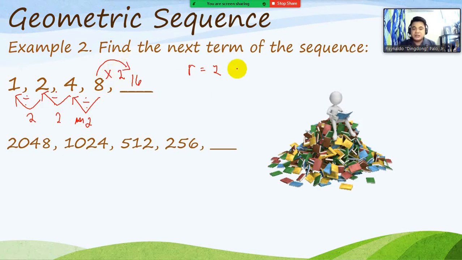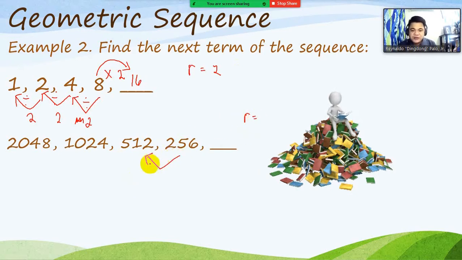If in arithmetic sequence, we are subtracting to get the common difference and adding to get the next term, in geometric sequence, we are using division and multiplication: division in getting the common ratio and multiplication in getting the next term of the sequence. Let's have the second example: 2048, 1024, 512, 256. First thing is we have to solve for the common ratio.